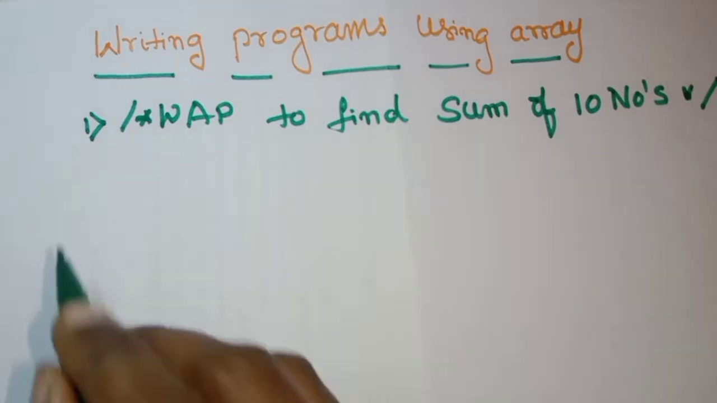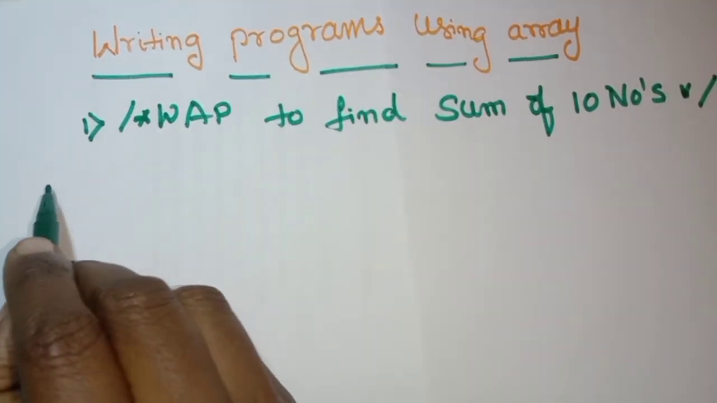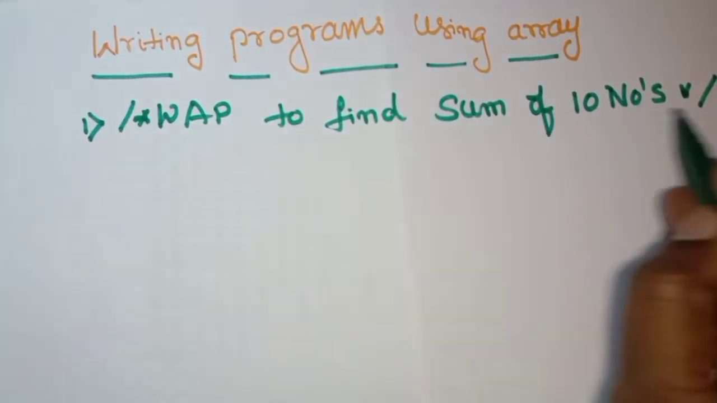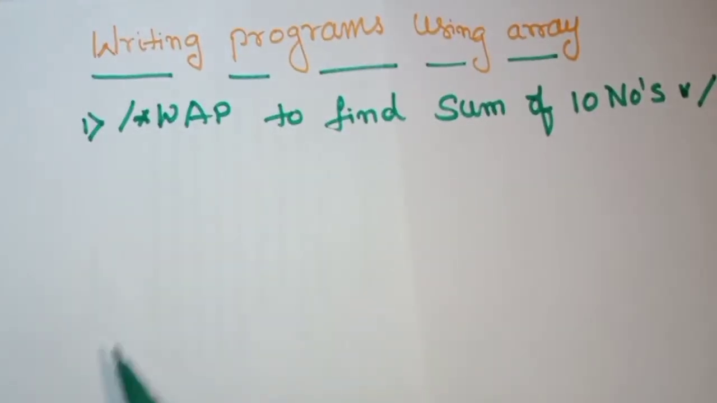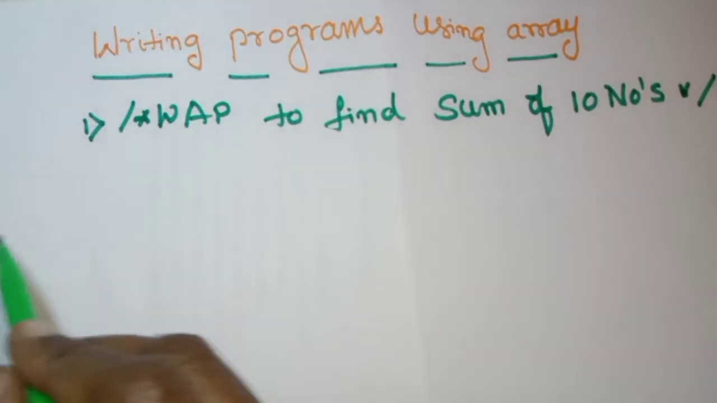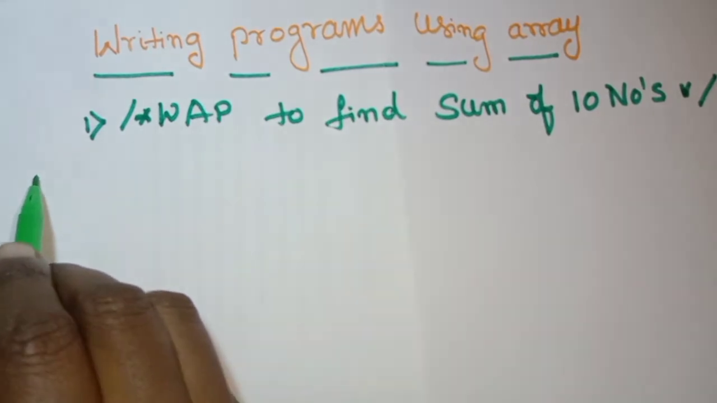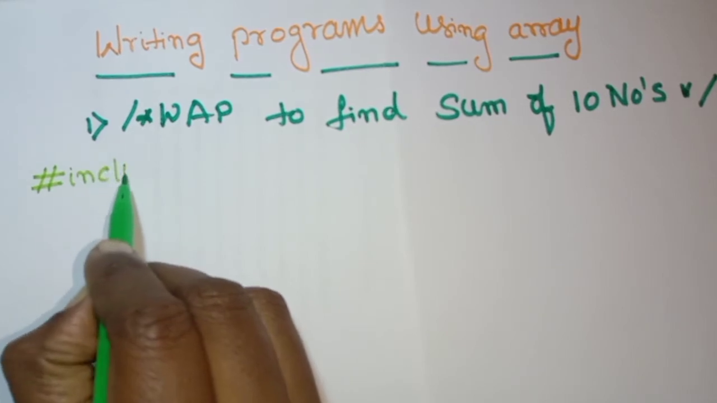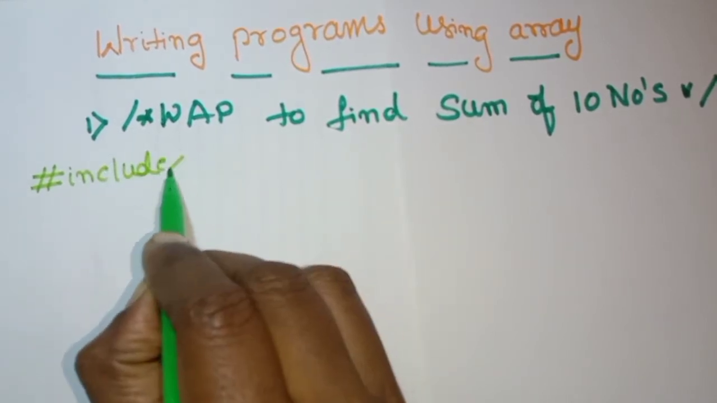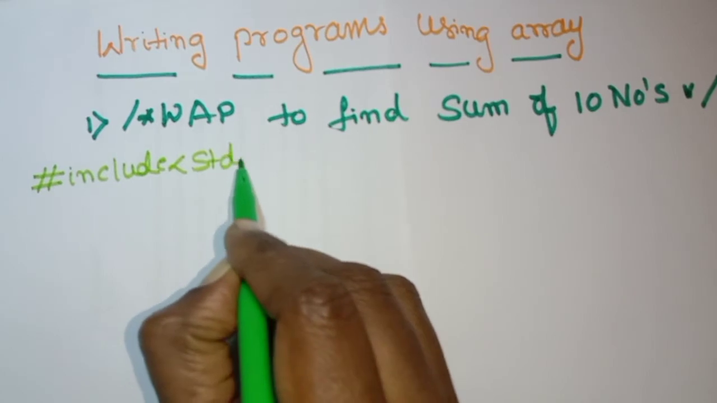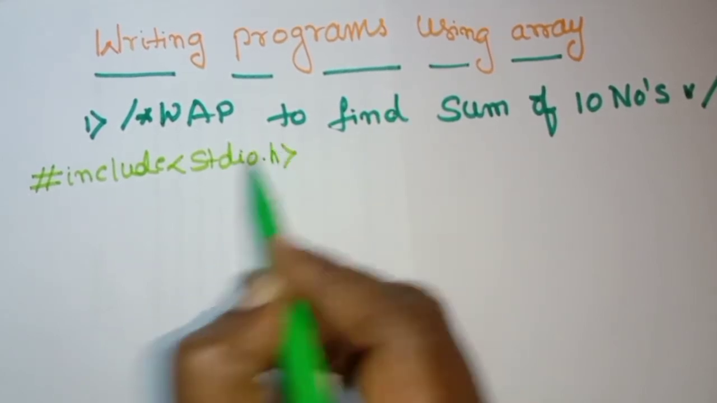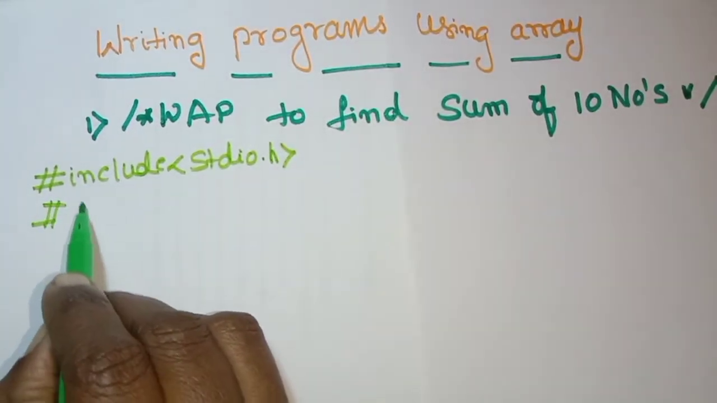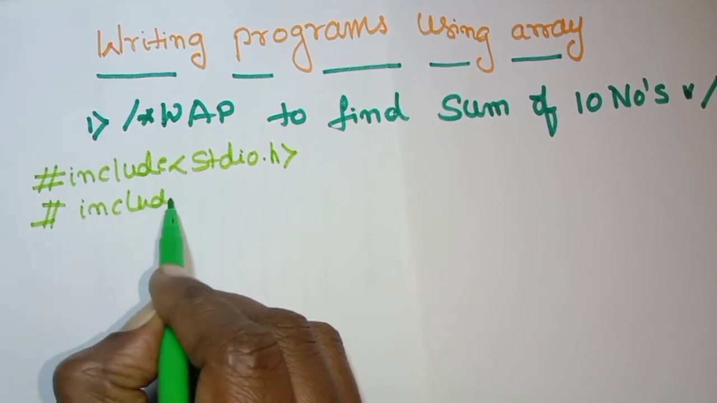As usual, begin the program with the comment line. This is your comment line. Next, what you have to write? You have to write the include files. How many files we need? We need 2 files, that is #include stdio.h and #include conio.h.